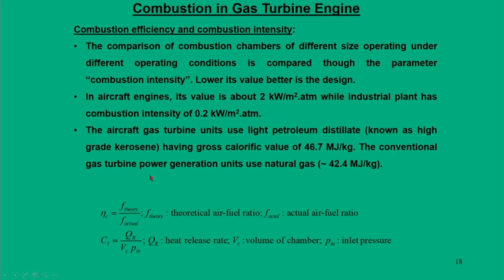And another last point that I want to mention here, when you talk about gas turbine engines, what are the fuels that are used? So, for aircraft gas turbines, we use light petroleum distillates, typically high grade kerosene, whereas for conventional gas turbine power generation, people use natural gas. And if you look at their gross calorific value, high grade kerosene has about 46.7 megajoule per kg, whereas natural gas is about 42.4 megajoule per kg.